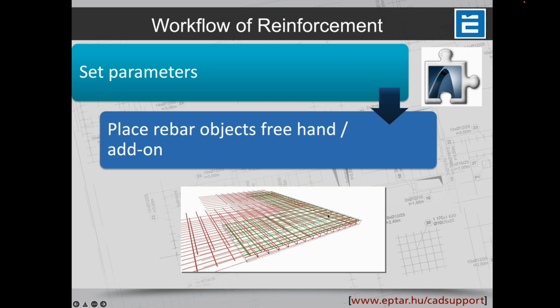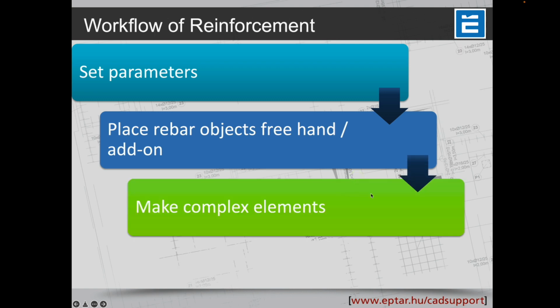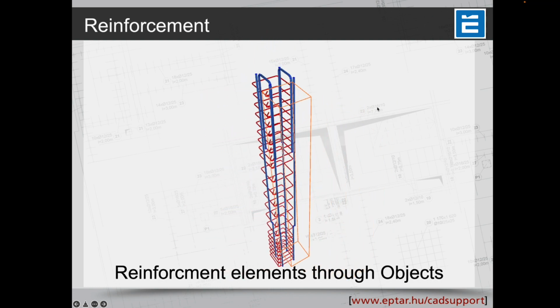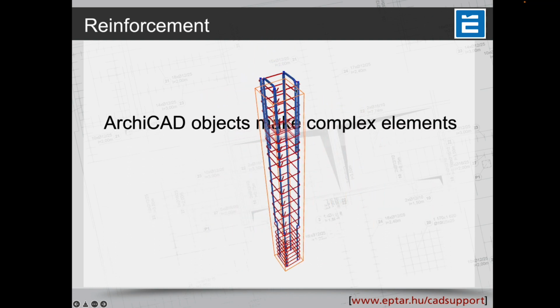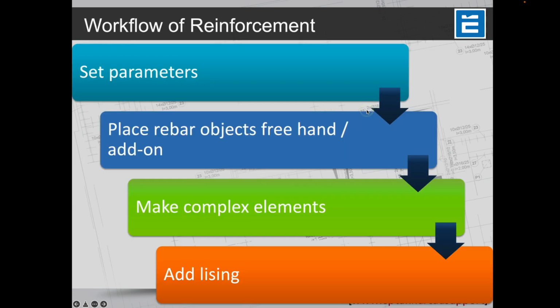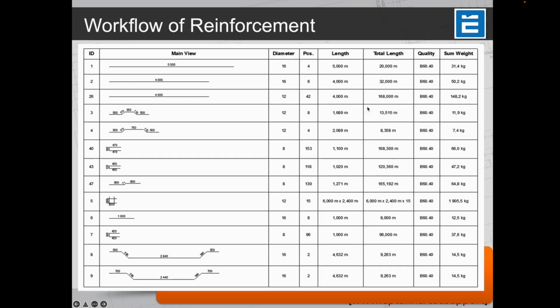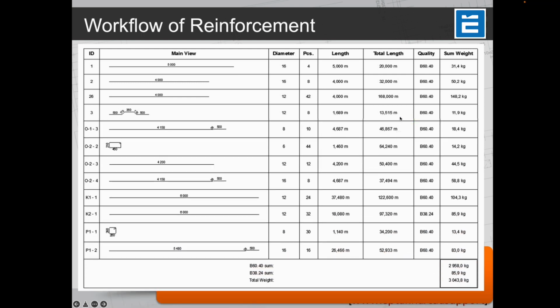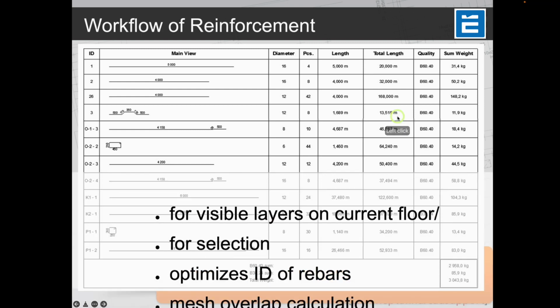Next function is a complex element. Complex elements are those that are combined from some different elements, for columns, beams, and crowning. After we place the elements, we are able to easily create a cutting list of them. This cutting list will collect all parameters of the selected items: shape, length, weight, and quantity. It is presented in detail and summarized in the special table, which can be placed on the floor plan next to the drawings.